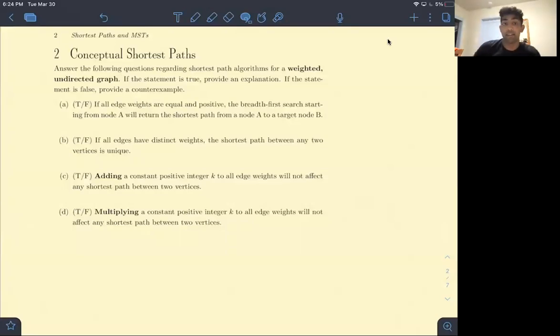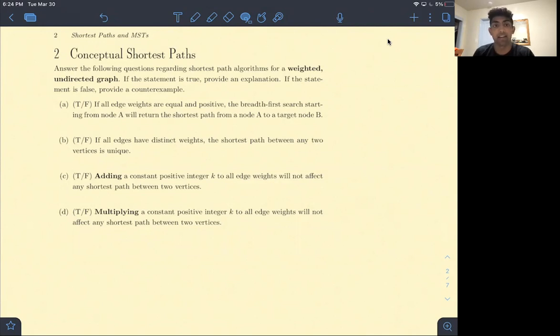Hi everyone, this is going to be a video walkthrough of problem 2 on the exam prep worksheet for shortest paths and MSTs, and this problem is called conceptual shortest paths. The prompt states, answer the following questions regarding shortest path algorithms for a weighted undirected graph. If the statement is true, provide an explanation. If the statement is false, provide a counterexample.